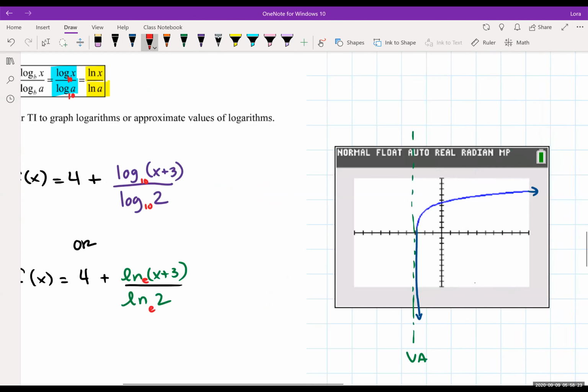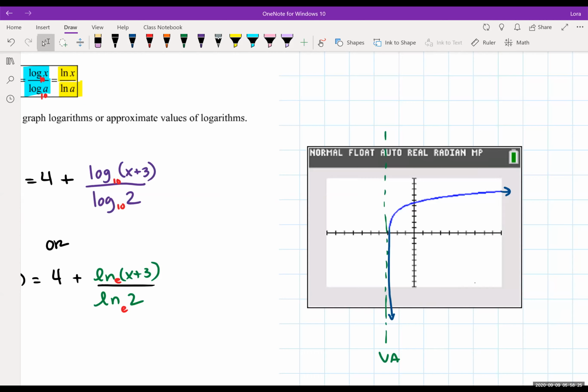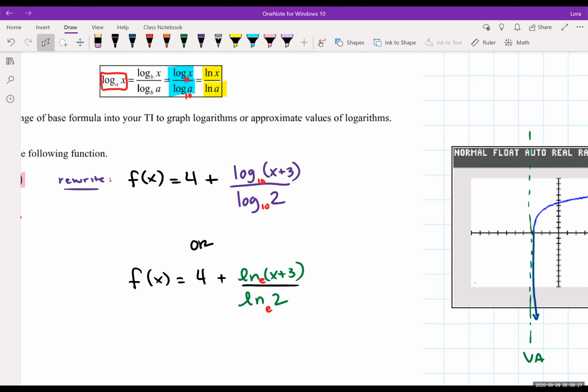The question would be, do we get the same graph? And according to the change of base formula, we should. But if I were you, ask why. Does it really work? Let's go back and check. So let's go back to our TI. We will rewrite that in the function editor.